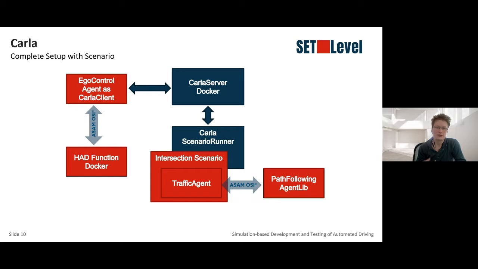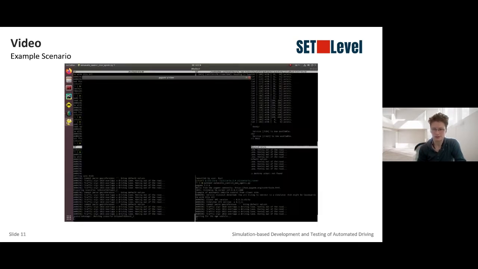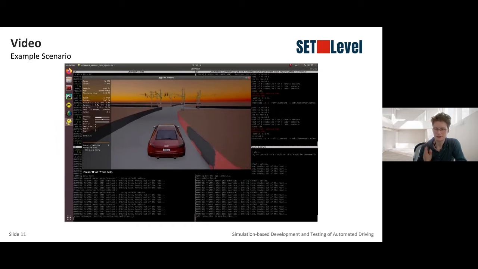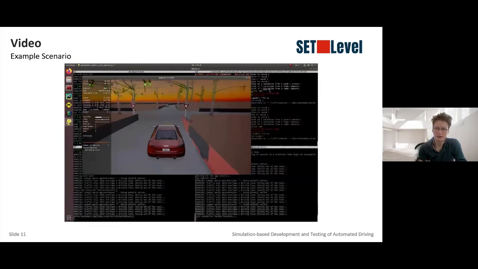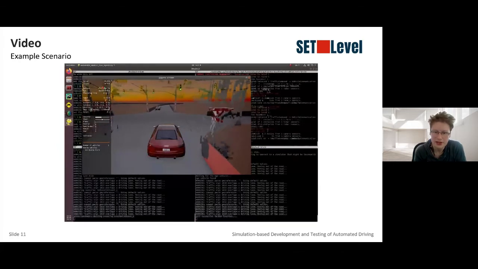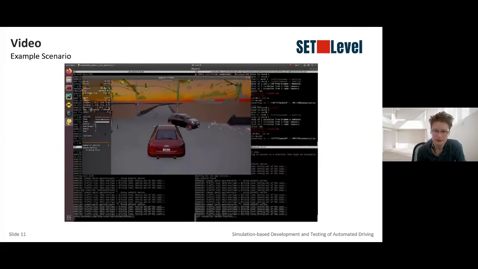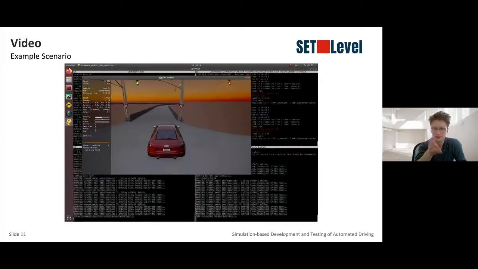And we have ego control agent as another client, which is telling the ego vehicle in the scenario what to do. And this ego control is communicating to another Docker container containing the head function, also via OSI messages. This is a video. What you're going to see is the head function is crossing the intersection, and the traffic agent is taking the right of way. The ego vehicle is braking and going on.